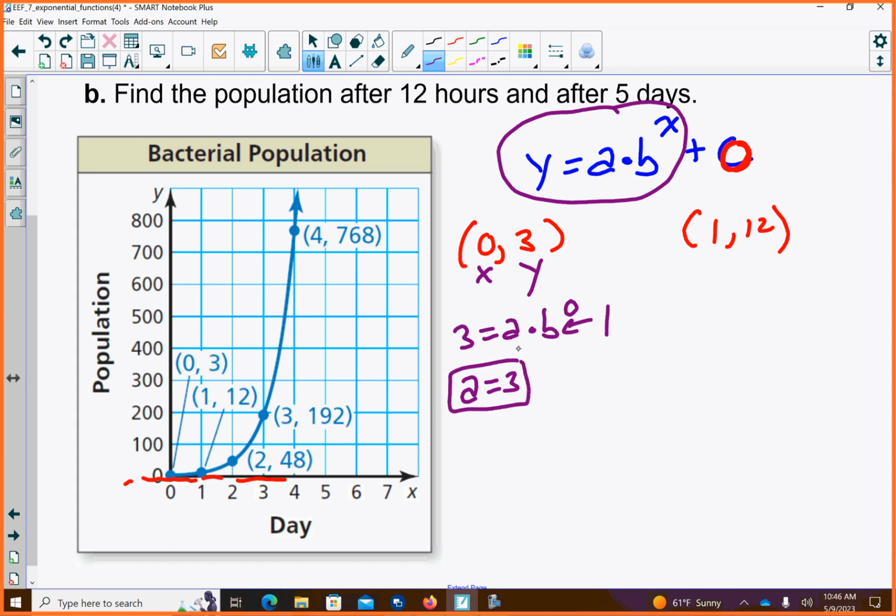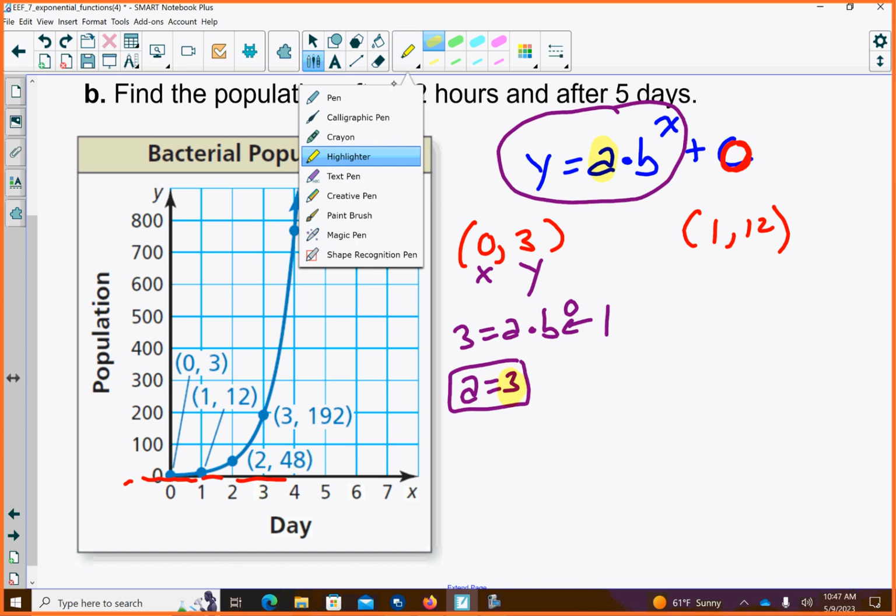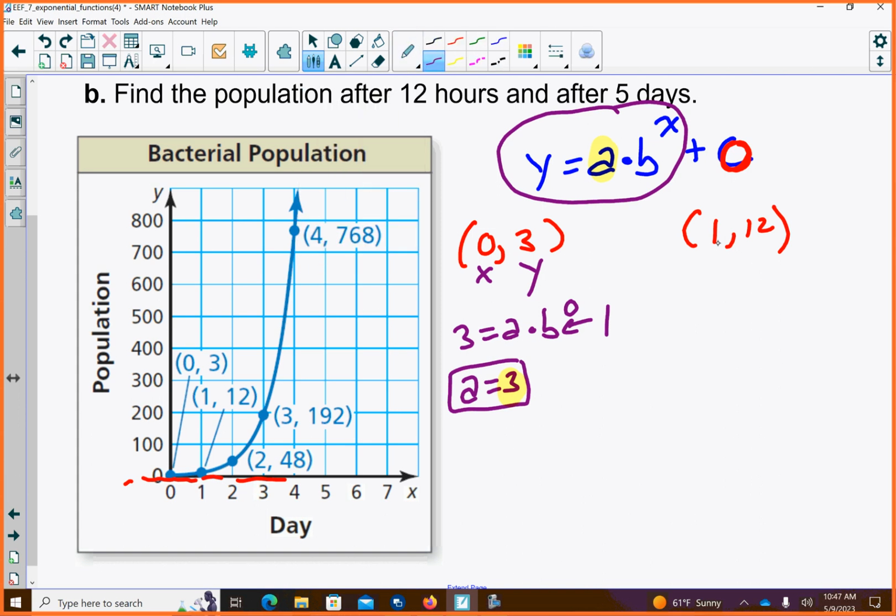So I've solved one of my unknown variables. Okay, so friends, this 3 right here is going to go in for a right here when I use this equation again. Does that seem okay? Now I'm going to use my other point, 1 comma 12. Friends, is this an x and a y value in that order?